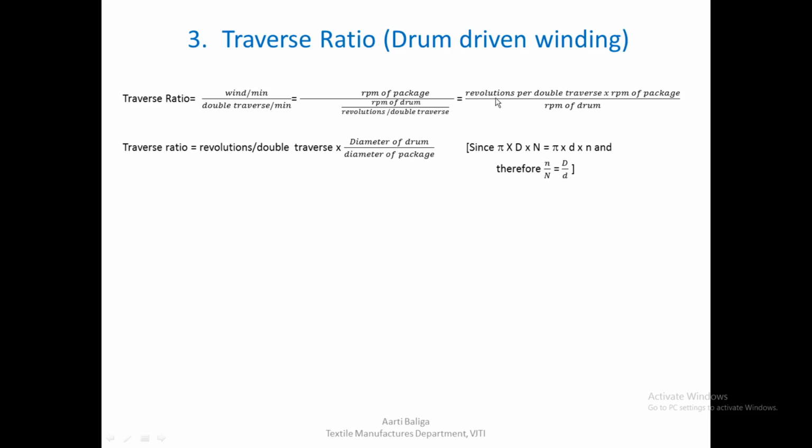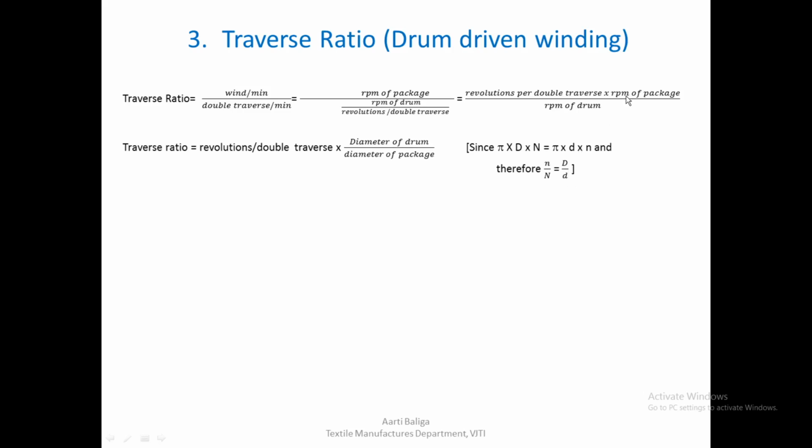So which is equivalent to, I just reshuffle this and rearrange it. I get it as revolutions per double traverse into RPM of the package, which was already there, divided by RPM of the drum. So now when I look at this formula, this RPM of the package and RPM of the drum, we can easily replace with the diameters, because we know in a case of a drum driven winding machine, pi DN is equal to small pi dn, and when I reshuffle this, it is n upon capital N is equal to capital D upon small d.